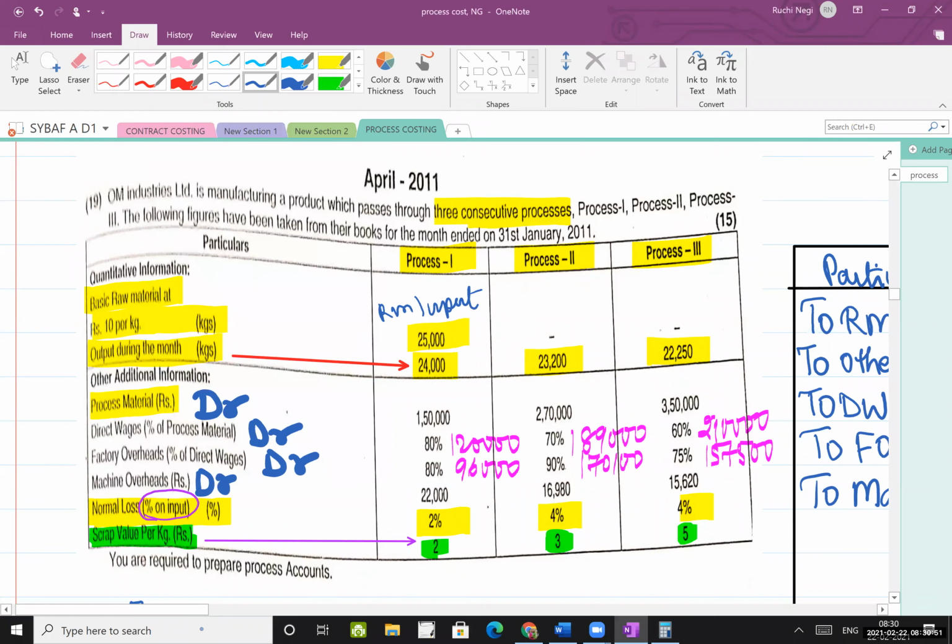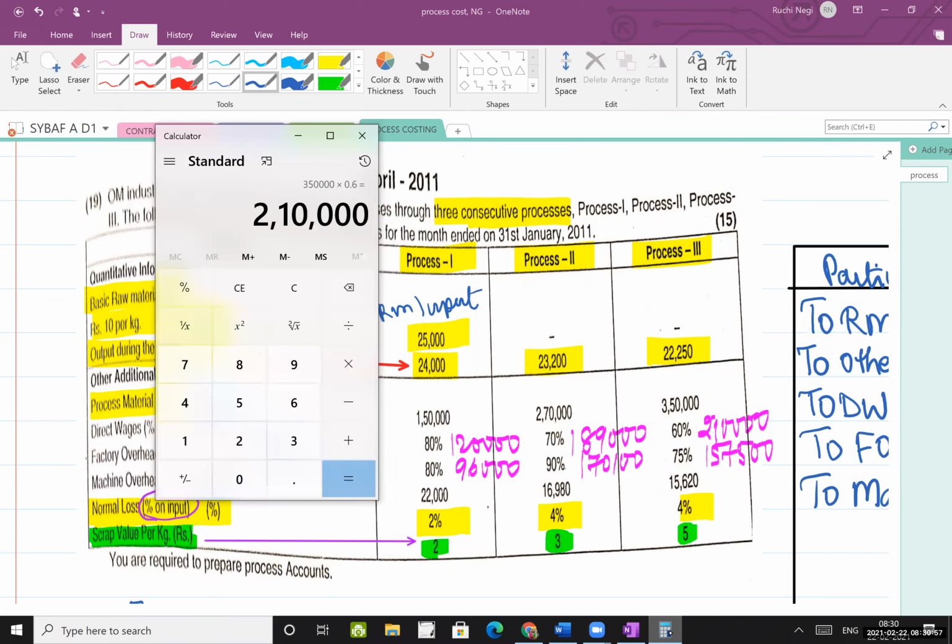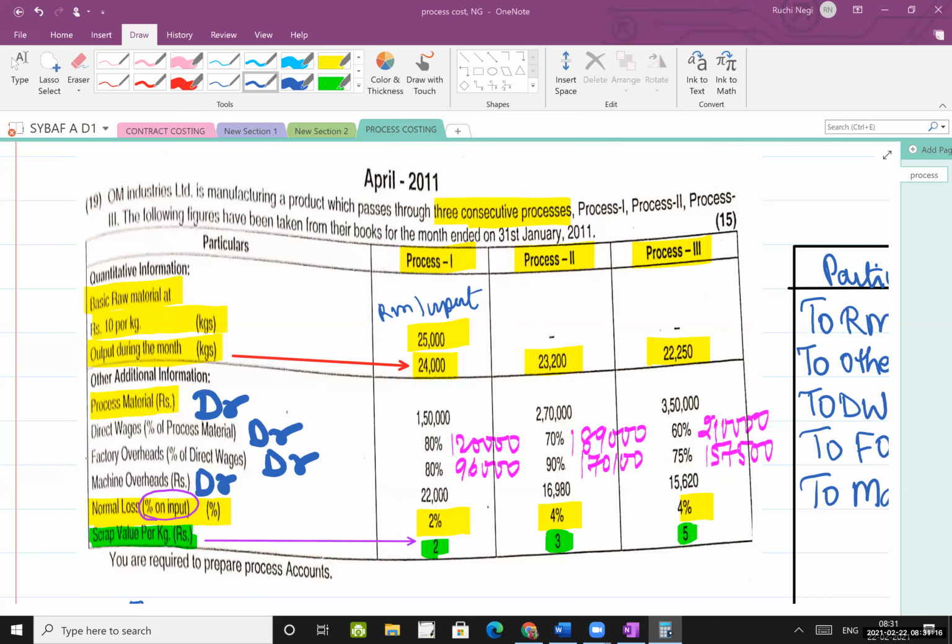Next, factory overheads, percentage of direct wages. Okay, 80%. So factory overheads we just calculated. 2,10,000 का 75% is how much? 1,57,500. Next, 1,89,000 का 90% is how much? 1,70,100. Next, 1,20,000 का 80% is how much? 96,000. Okay. Next, machine overheads, it's factory overheads. So process costing में indirect cost up to manufacturing की we consider. Okay. So 22,000, 16,980, 15,620 debit.